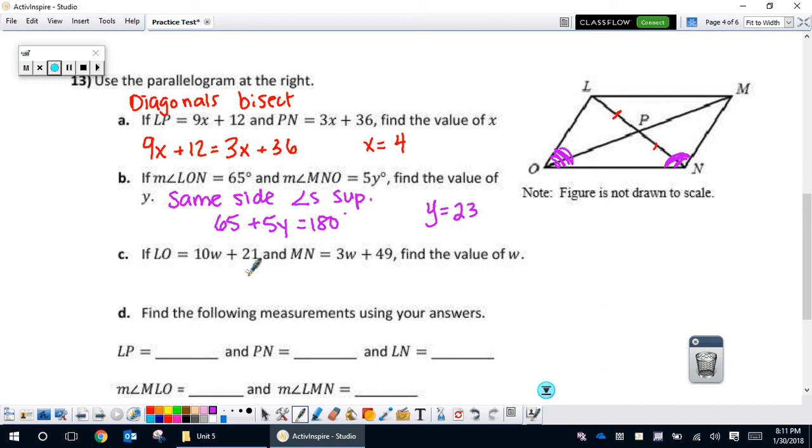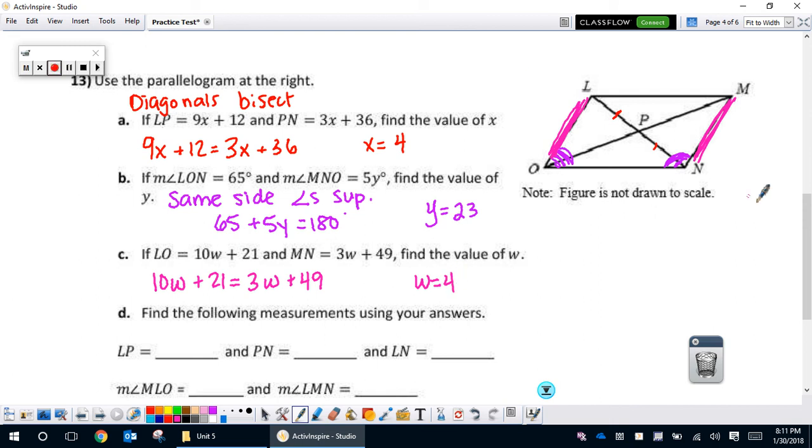Okay. All right. Last but certainly not least, on the parallelogram, we have side LO and side MN. Well, those are opposite sides, and as we did in our other parallelogram problem, opposite sides are congruent, which means we can set those two expressions equal to each other, and we get 49. Sorry. Divided by 7. I also got W equals 4.